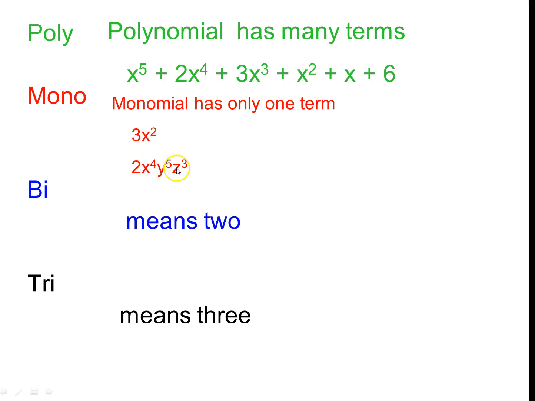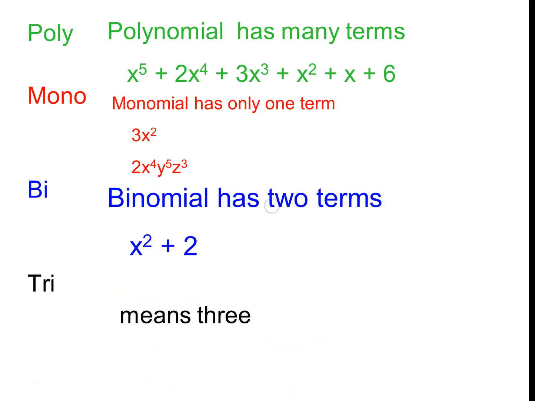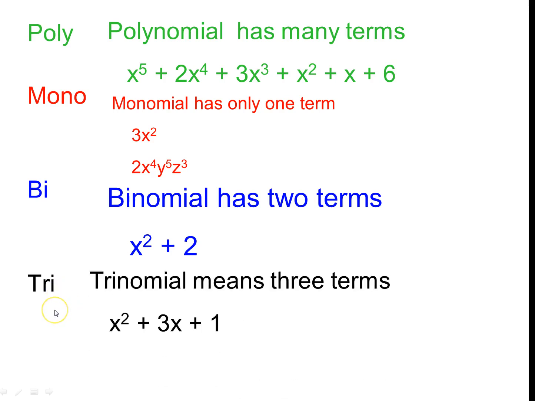They're not separated. What does bi mean? Bi means 2. It's a bicycle. It has 2 wheels. So a binomial has two terms. This one has x squared plus 2, two terms. And of course, what does tri mean? Tricycle, triangle, it means 3. So a trinomial means it has 3 terms.